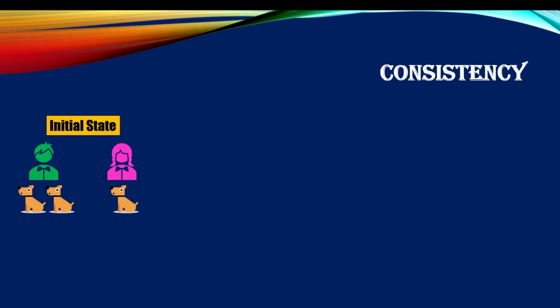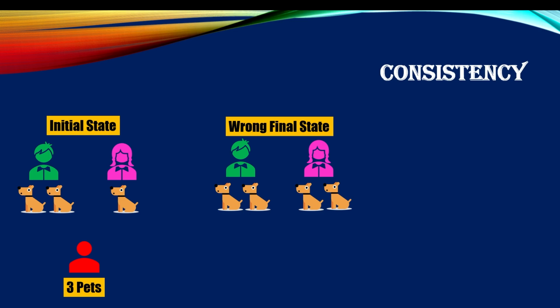So again, let's consider this scenario. This time Tom again has two pets and Cherry already has one pet, so in total we have three pets here. Now assume there is an auditor. The auditor says that in total there are three pets with these two people. Now after the transaction, what if Tom still has two pets but Cherry also has two pets? Now the auditor will consider this as four pets.